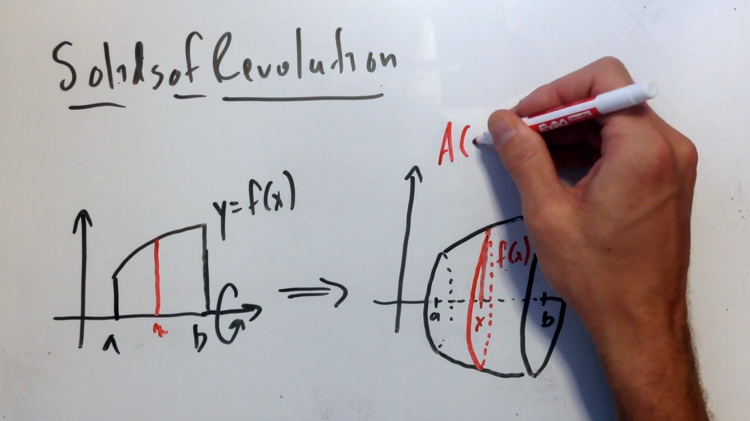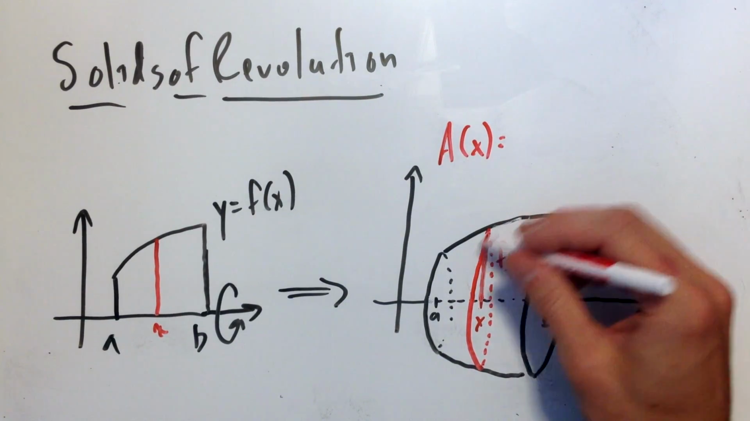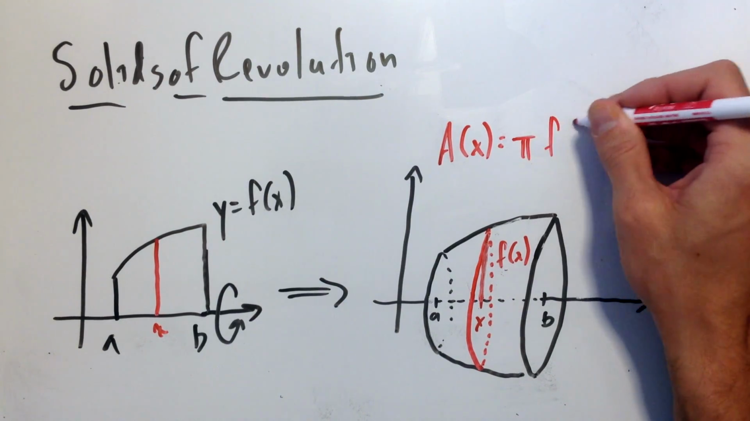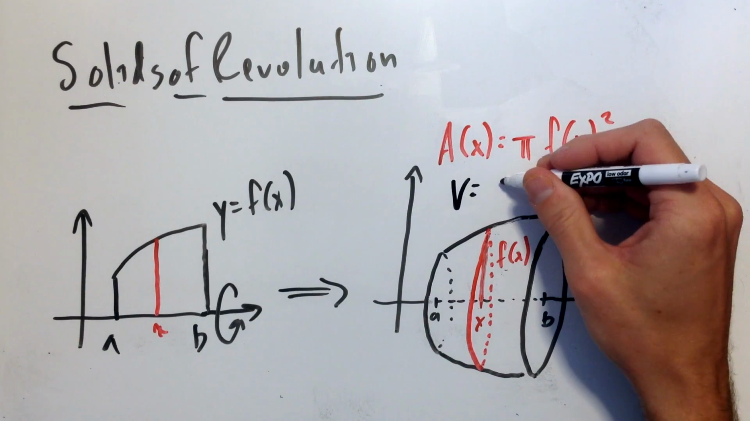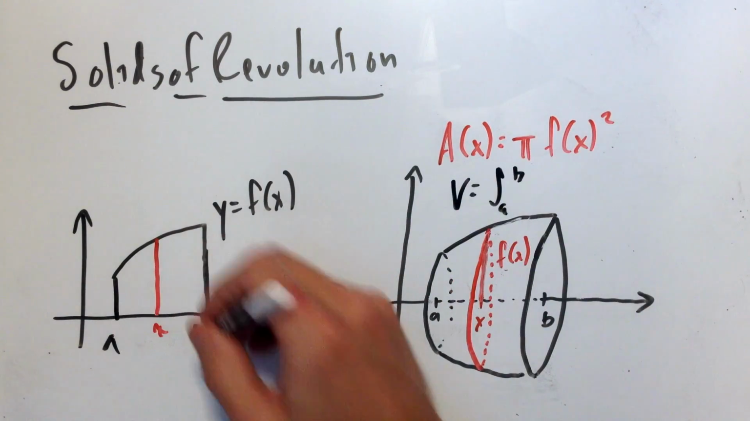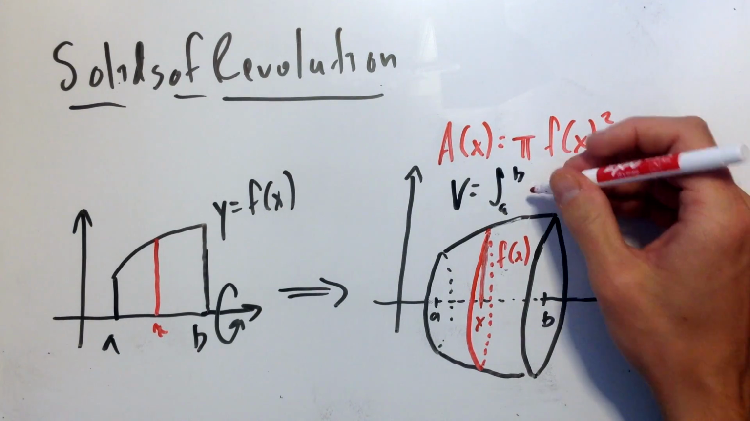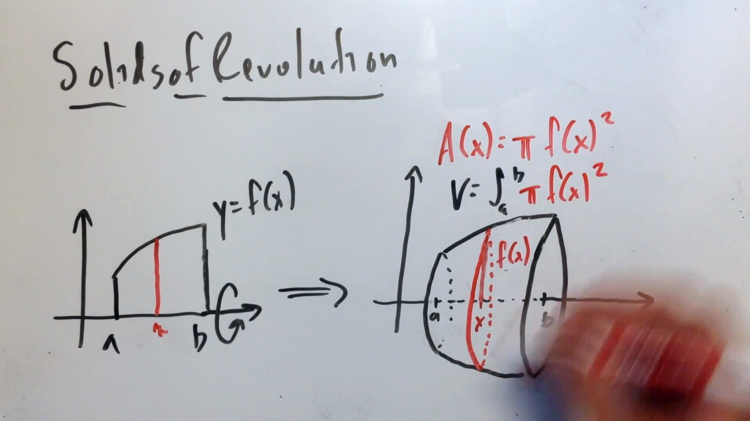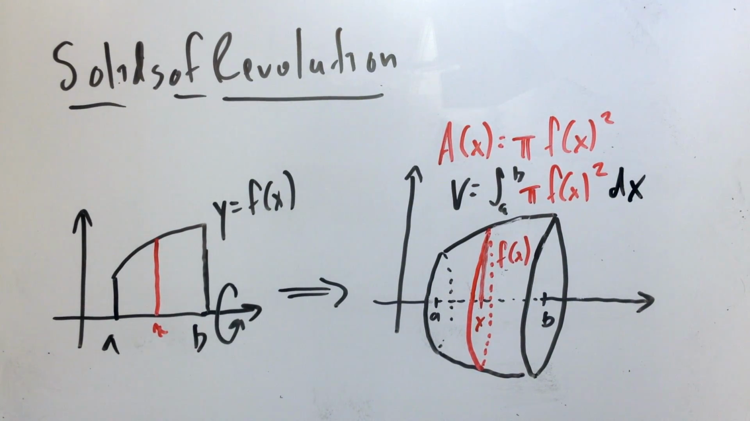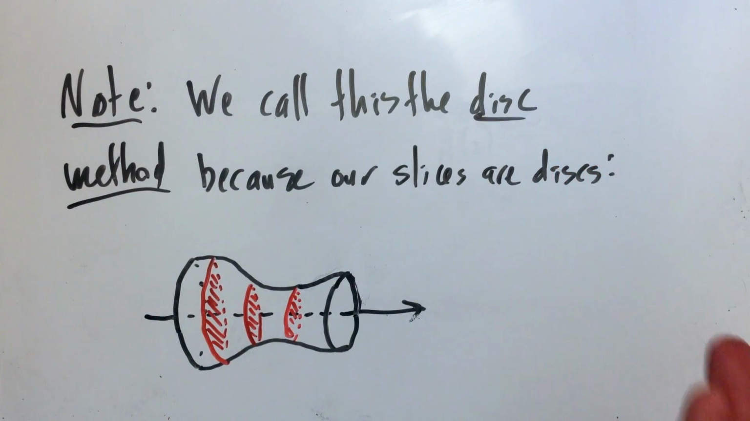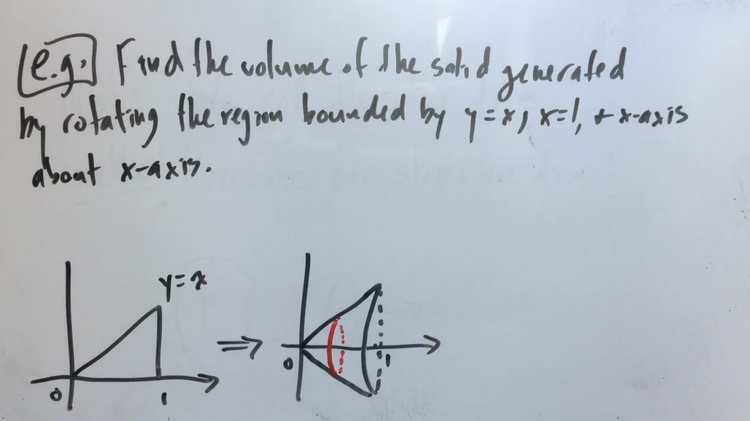So that means that our area function is going to be the area of this circle, which is pi times the radius squared, and the radius is f of x. So we get pi times f of x squared. This means that the volume is going to be equal to the integral from a to b, because that's how our region is defined, of pi f of x squared dx. Great, so it's a nice systematic thing. And a quick note, we call this the disk method because our slices are all disks. They're all circular disks.